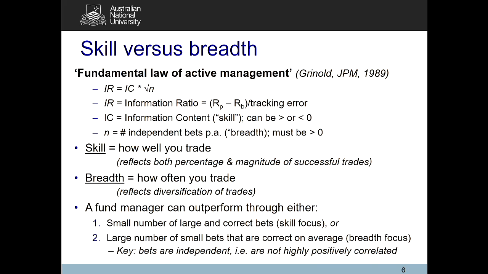So what the fundamental law says is that the information ratio is equal to the information content times the square root of n. The information content is your skill. The square root of n is your breadth, where n is the number of independent bets per year. Two different managers can have the same information ratios even if they are not equally skilled, because the manager that is less skilled can improve their information ratio by increasing their breadth.